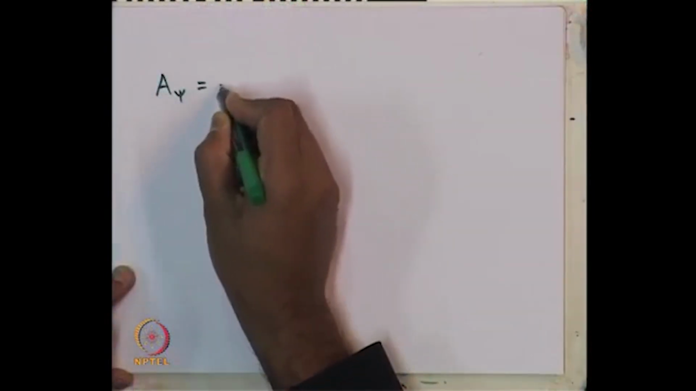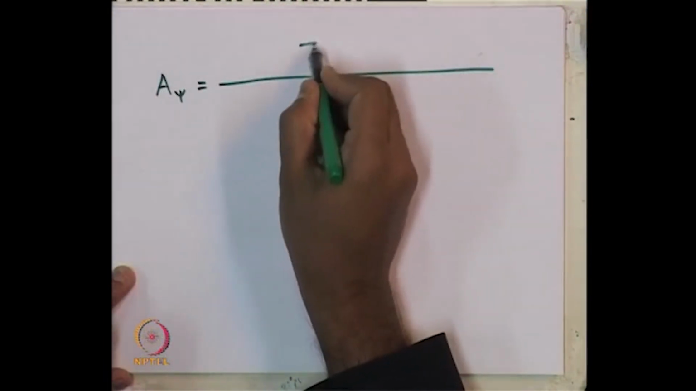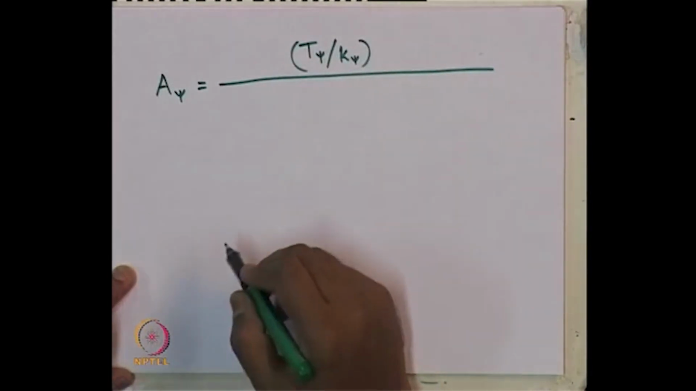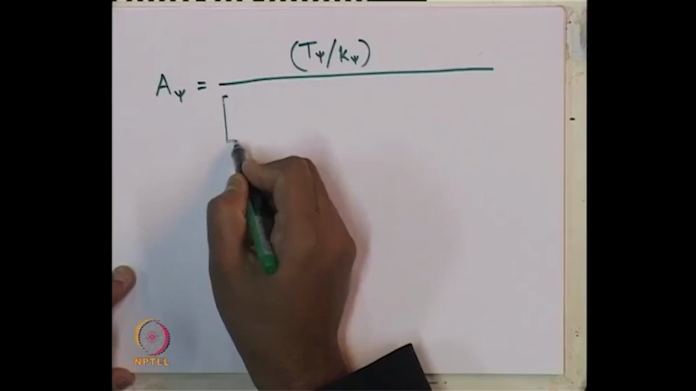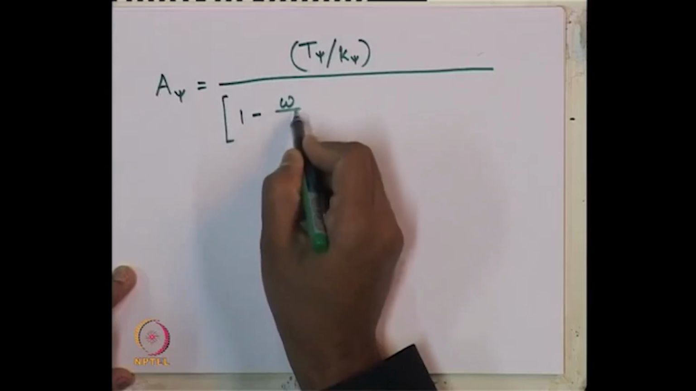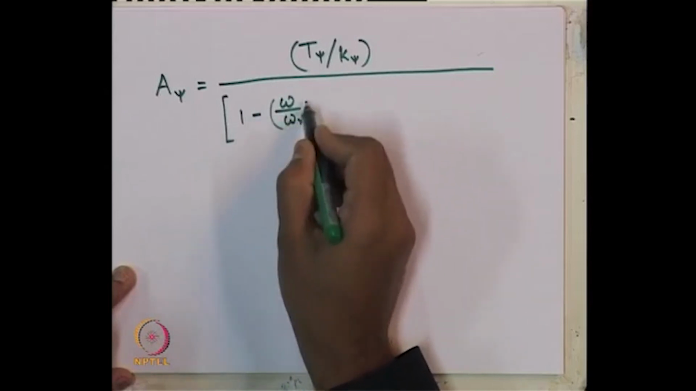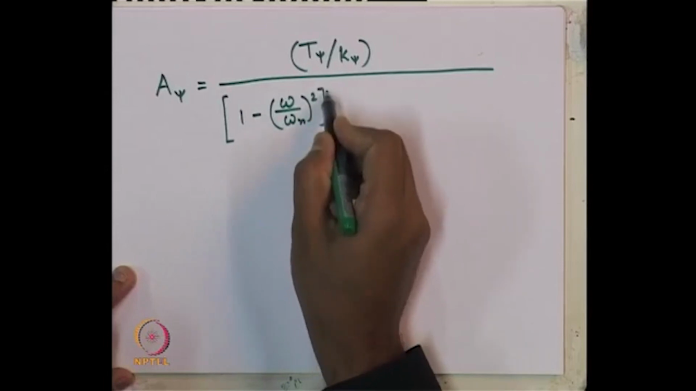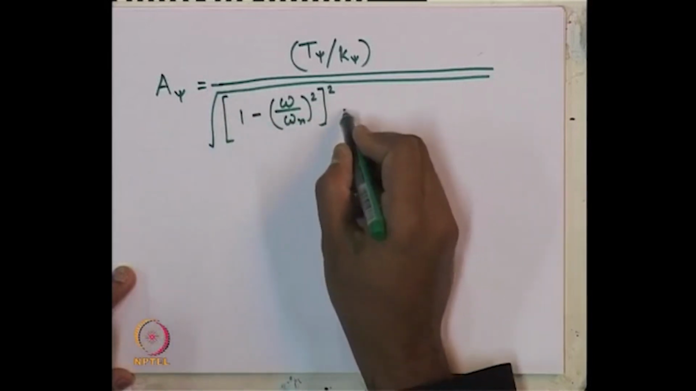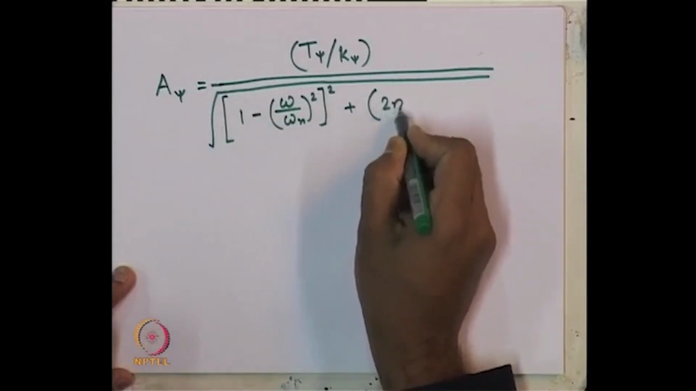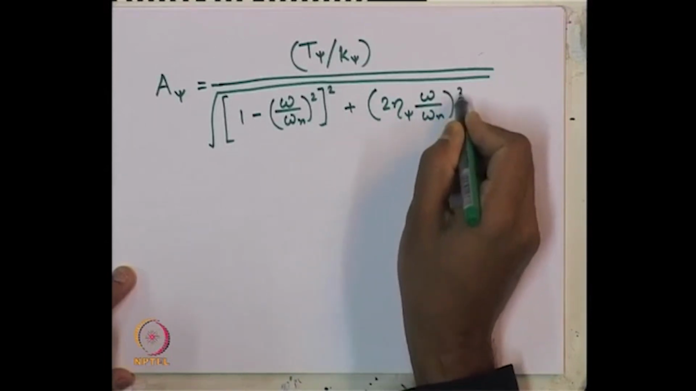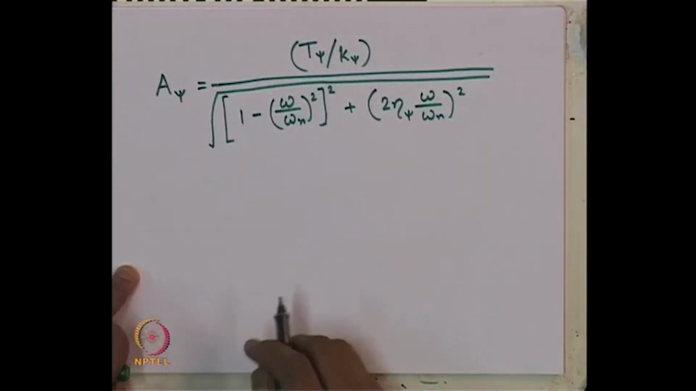A psi should be T psi by K psi, divided by root over (1 minus omega by omega n whole square, that square, plus 2 eta psi omega by omega n whole square). That is the expression.